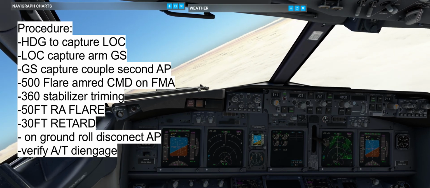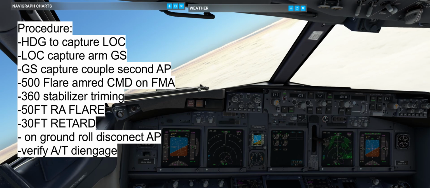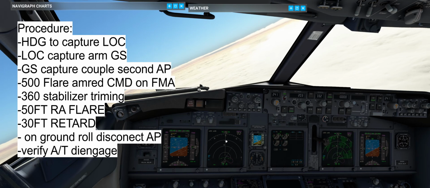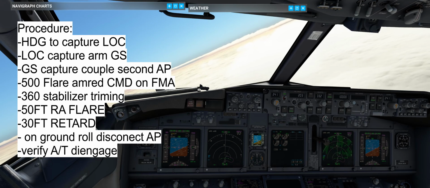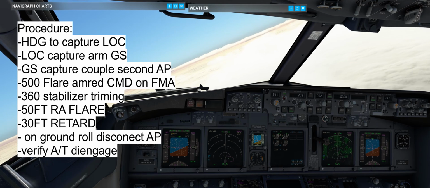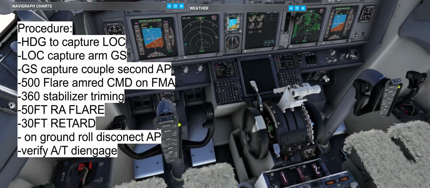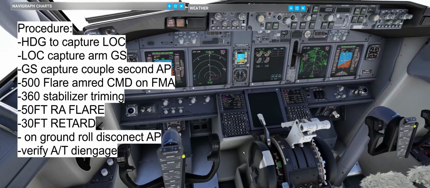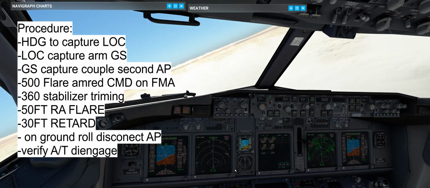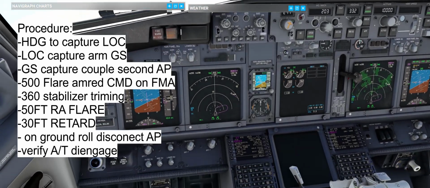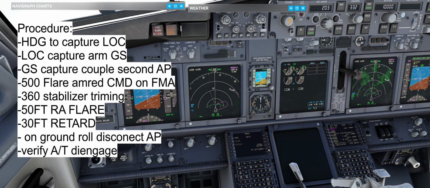What is FMA? FMA is flight mode annunciator, and is depicted right over here. And the next step is at 340 feet RA, radio altitude, the airplane should start to stabilize the trimming to the aft. That means that the airplane is preparing itself for the flare action.